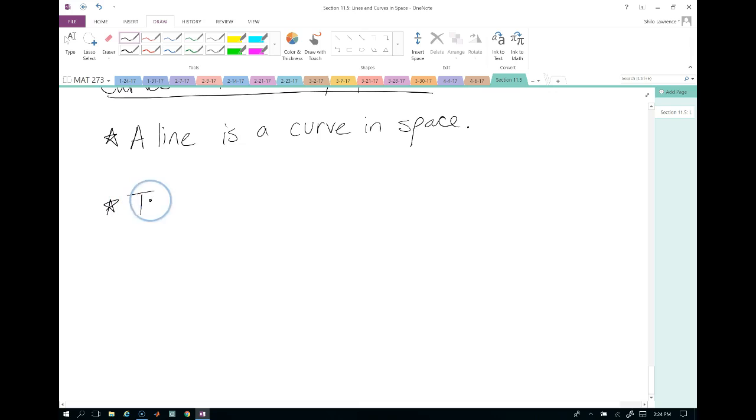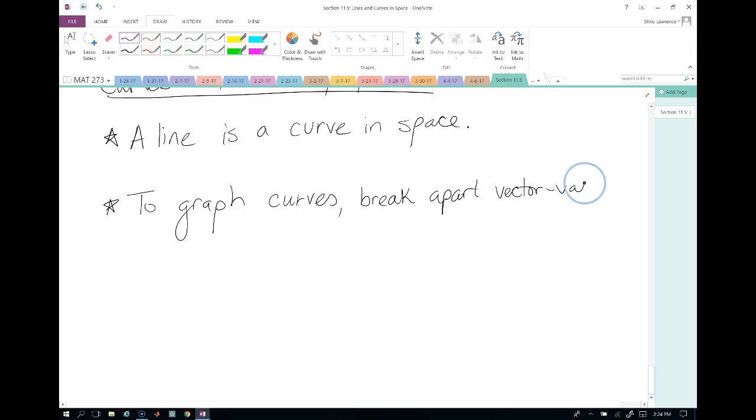So to graph these curves, you have a couple of options. What I typically do is I like to break my vector valued function into individual parametric equations. And then we have equations individually for what's going on in the x, y, and z direction, and those values can also represent specific points that our curve is passing through.